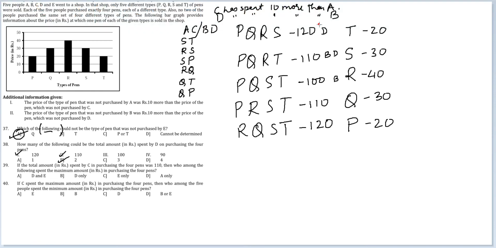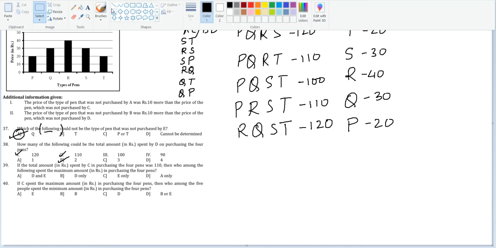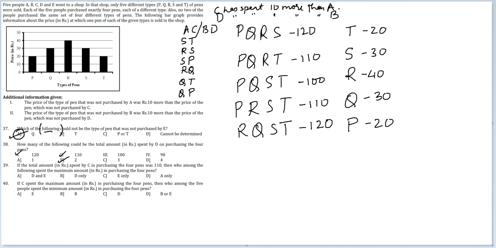Again, before moving on, let me remove these markings. Next question. If the total amount spent by C in purchasing the 4 pens was 110, C spent 10 more than A. C has spent 110. So let this be C, so A will be here. A is here. Now D has to be 10 more than B. So D will definitely be here. D could be here, or E could be here. Correspondingly, D could be here or E could be here.